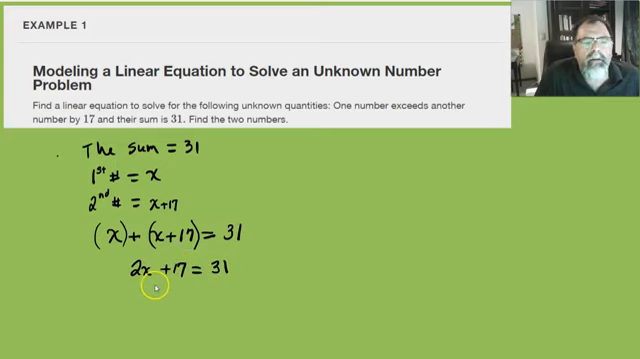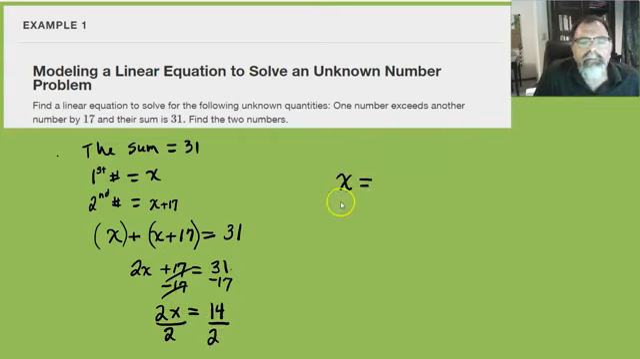Okay, we want to get all the variables on one side and all the constants on the other. So we're going to subtract 17 from both sides. The 17s cancel. 31 minus 17 is 14. Then we want to get x by itself, so divide by 2. And golden rule, whatever you do to one side, do to the other. So we're dividing both sides by 2. Then x must be 14 divided by 2, which is 7.